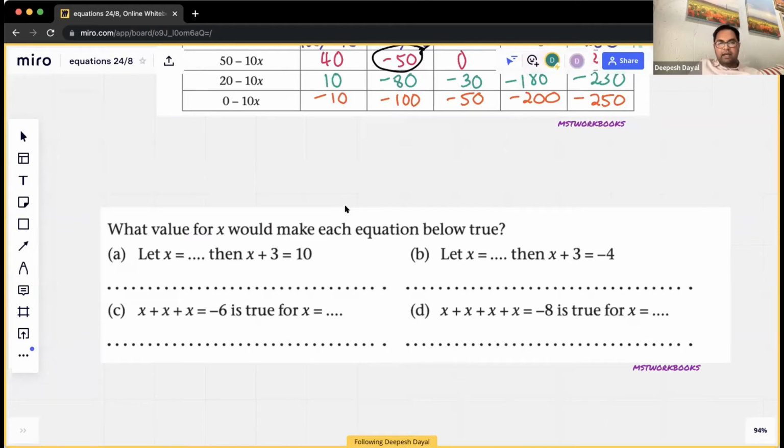Okay, for A, we've got 7. A lot of people are saying 7. That's great. Well done. Let me put this in here. So we got 7, right? So 7 plus 3 is 10. Well done. That's correct. Let's try B.